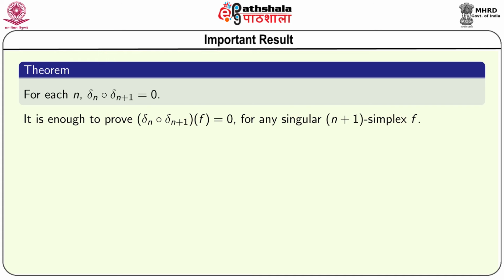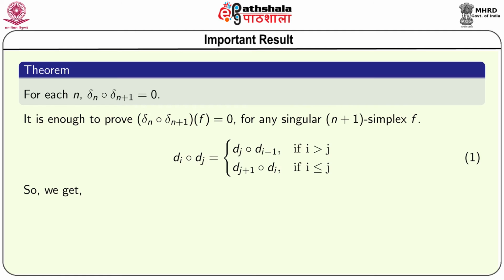We show that for each n, ∂n∘∂n+1 is equal to 0. It is enough to prove this result for any singular (n+1)-simplex f. Now, di∘dj is equal to dj∘di−1 if i is greater than j, and di∘dj is equal to dj+1∘di if i is less than or equal to j.